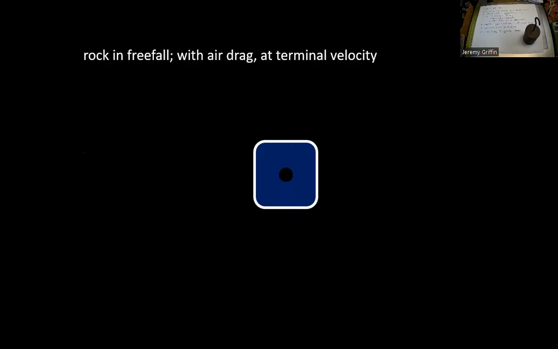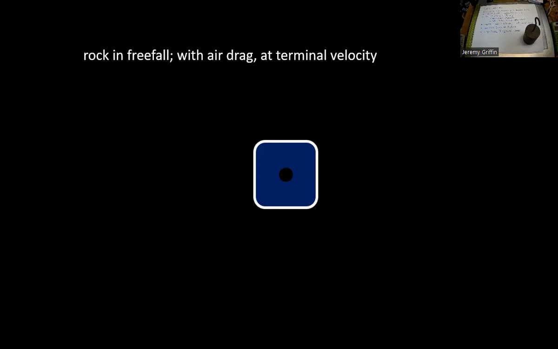Next slide. How about a rock? Okay, it's in free fall. Let's also consider air drag. Let's take it all the way to terminal velocity. Now remember, on the last slide it looked like it was accelerating at about 5 meters per second squared, which means it's still picking up speed. But now it's picked up speed all the way to the point that the air drag has built up so much that it can't speed up anymore.